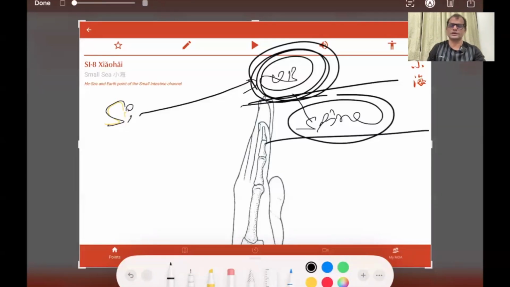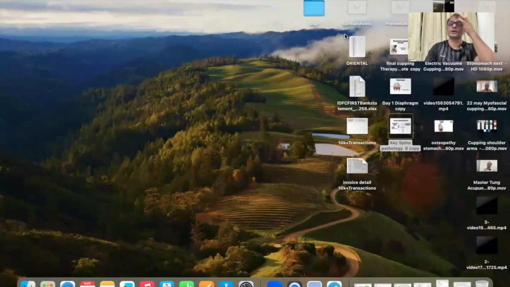So SI8 is a very good point for tailbone pain. But when you are treating the tailbone pain, you have to remember, put the point exactly next to the bone, touching the bone while inserting the needle. It is the concept of acupuncture that is called same for same. The meaning of same for same means if the problem is of the bone, put the needle exactly next to the bone.